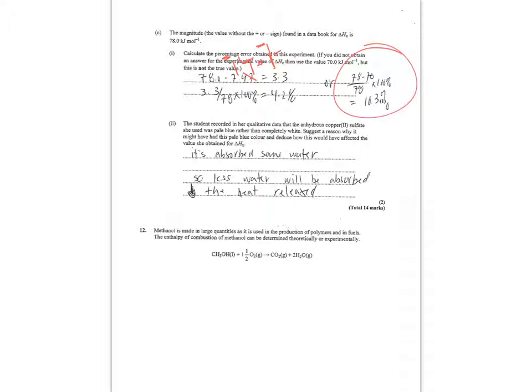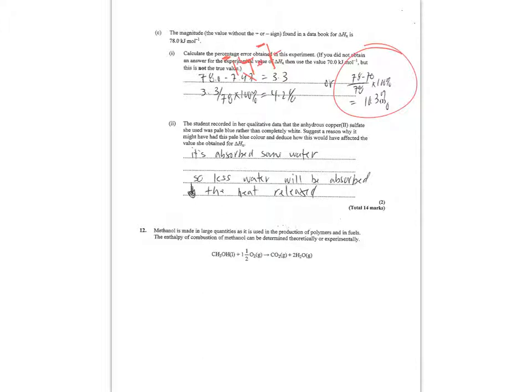So number 2, a student recorded that her anhydrous was pale blue rather than completely white, so suggest why. Well, it means it's absorbed some water, because when it absorbs water, it turns to the dark blue color. And how would this have affected the value? Less water would have been absorbed. If less water is absorbed, it would decrease the heat that was released. So my value would be slightly less than it should be since the process had already started.